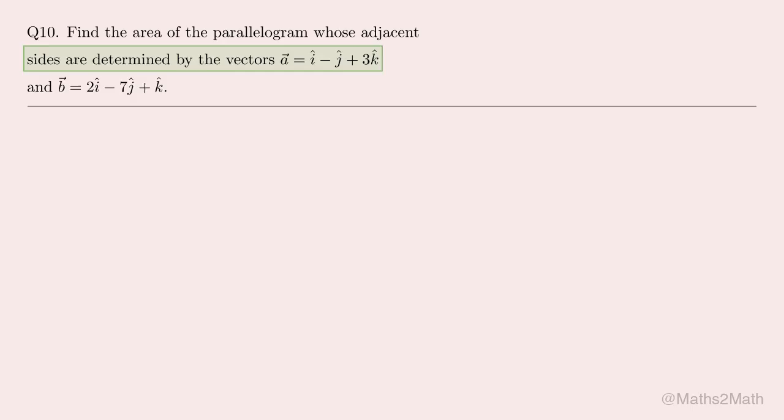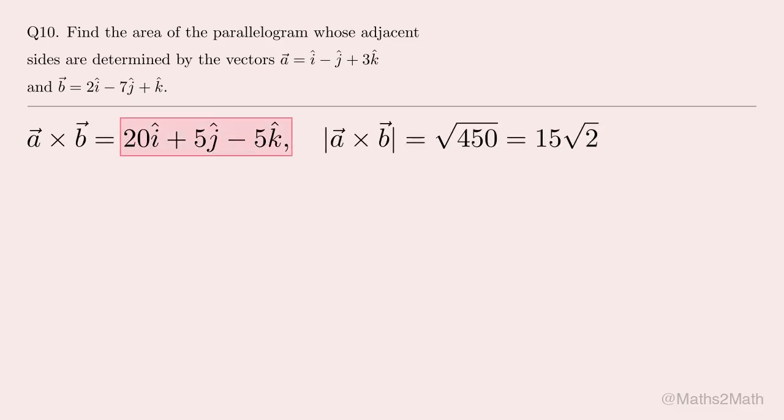Question 10. The full cross magnitude this time. No halving for a parallelogram. The cross is (20, 5, -5) with magnitude 15 root 2.